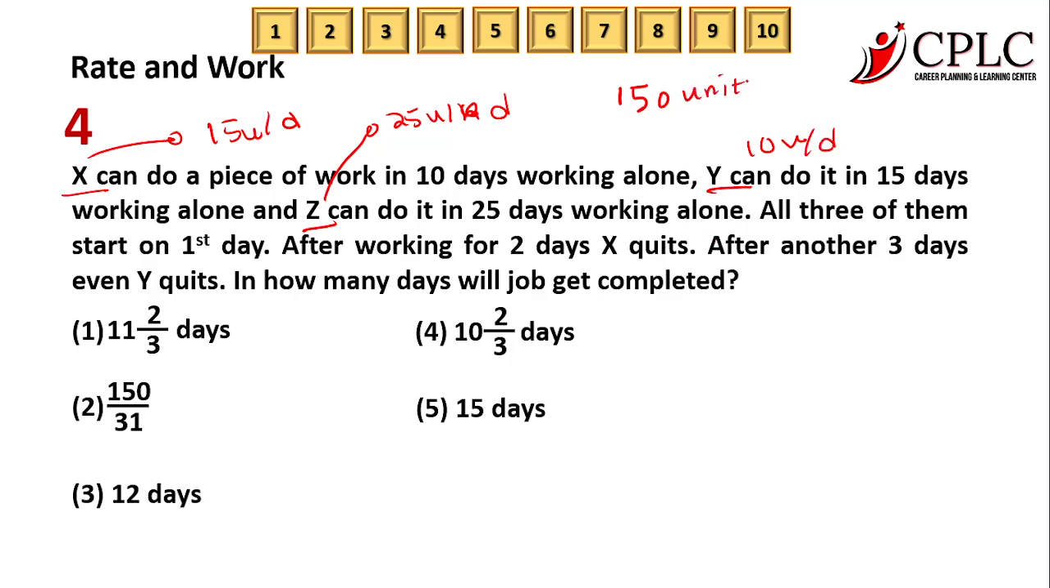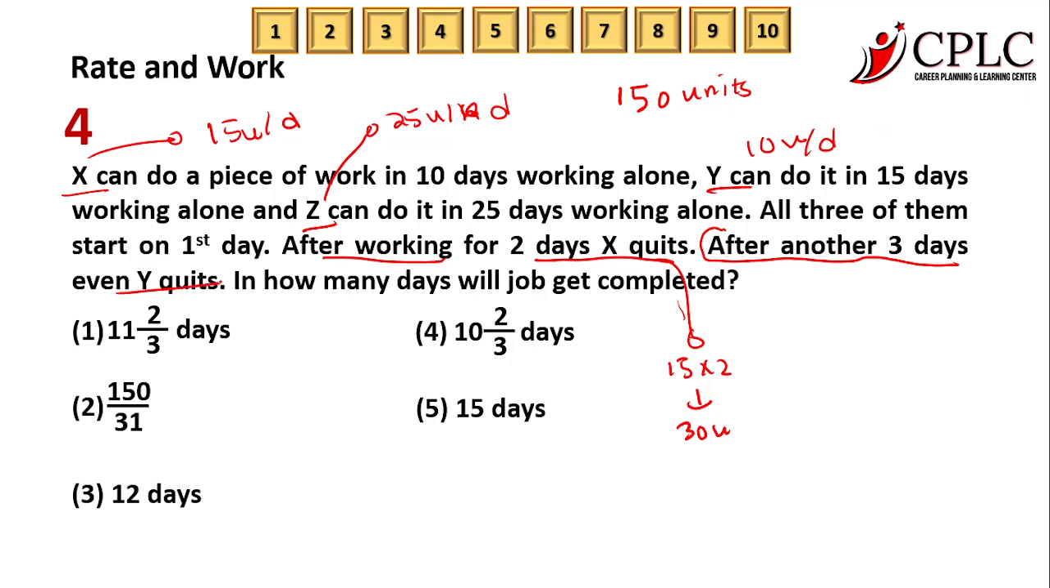Then what has happened? All three started on day one. After working for 2 days, X quits. Now X ka efficiency is 15 units per day. He has worked for 2 days. So I hope you understand he'll be doing 30 units of work before leaving the job. Look at this language now. After another 3 days. So after X has quit after 2 days, after 3 more days, yani in short it becomes 5 days now in total.